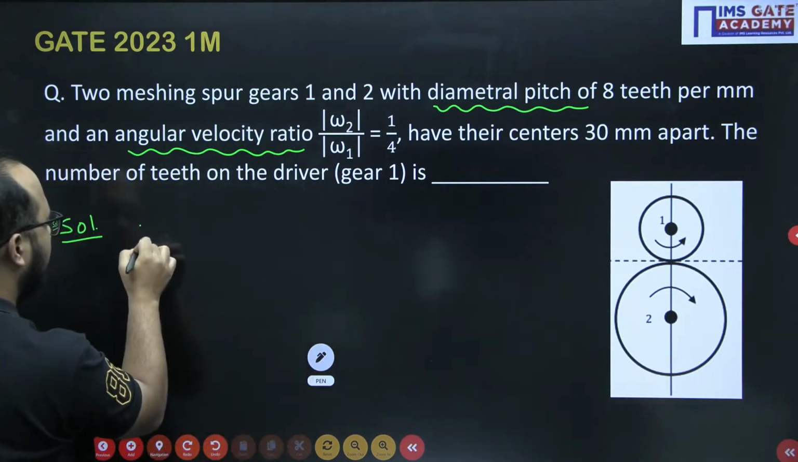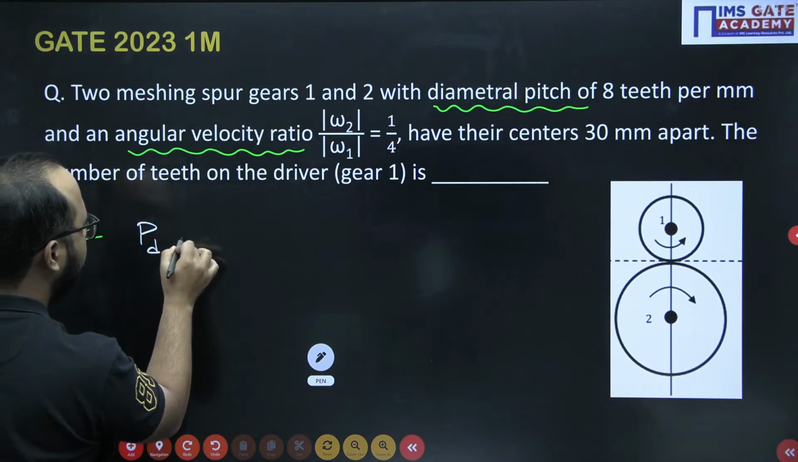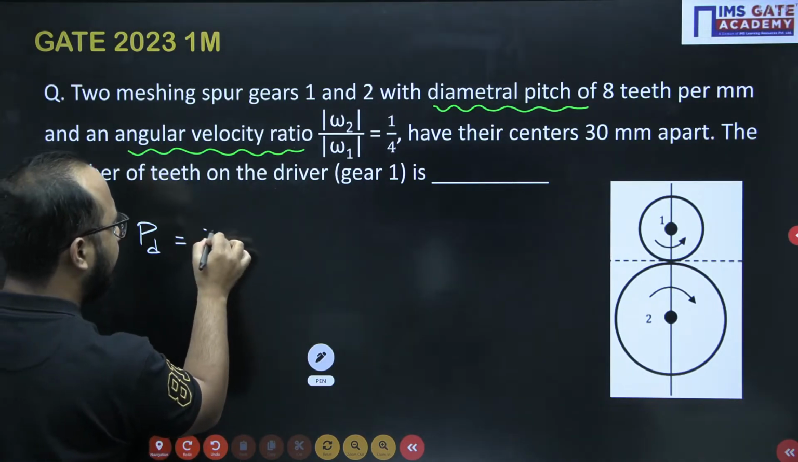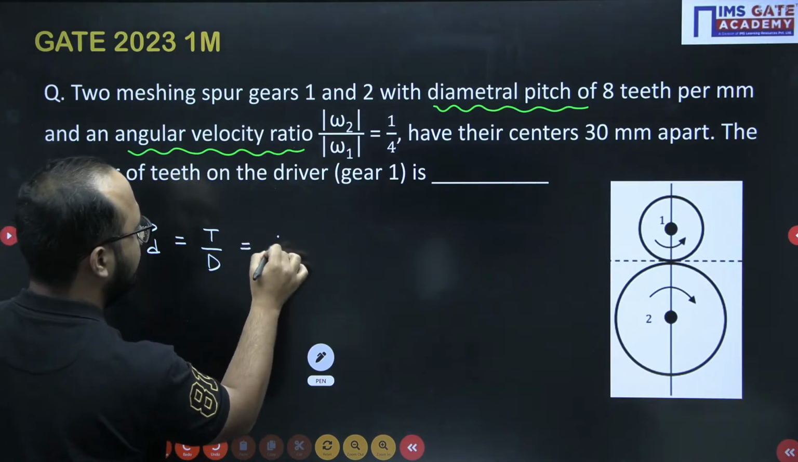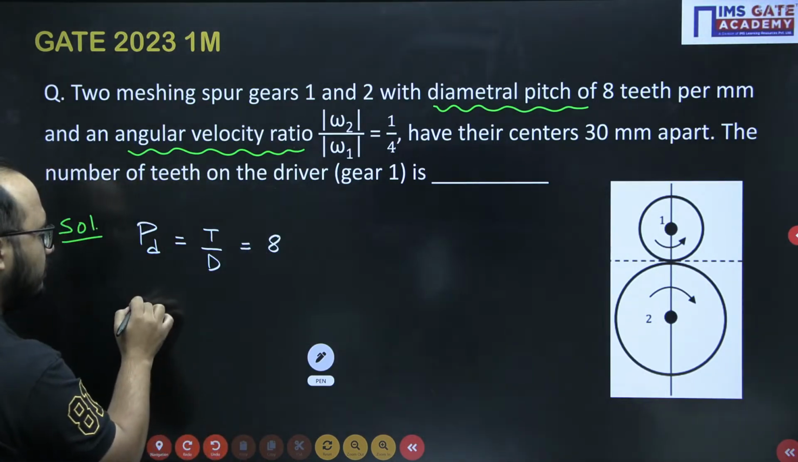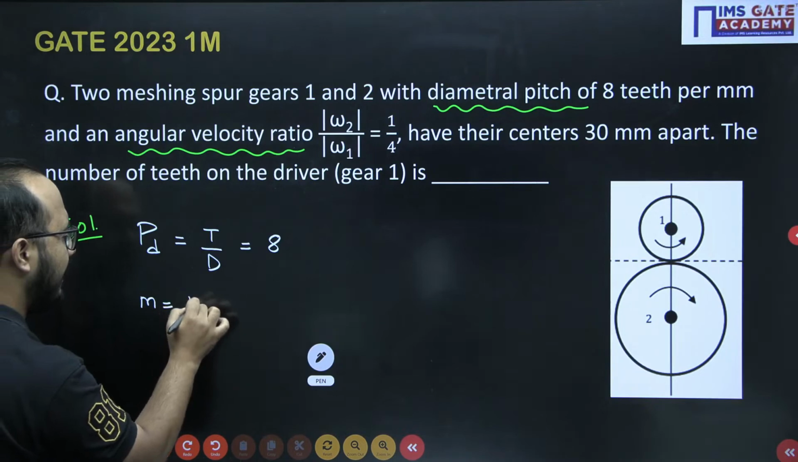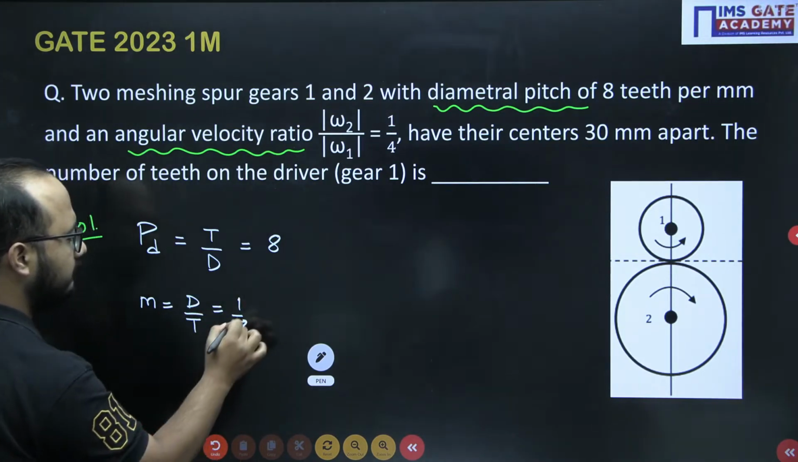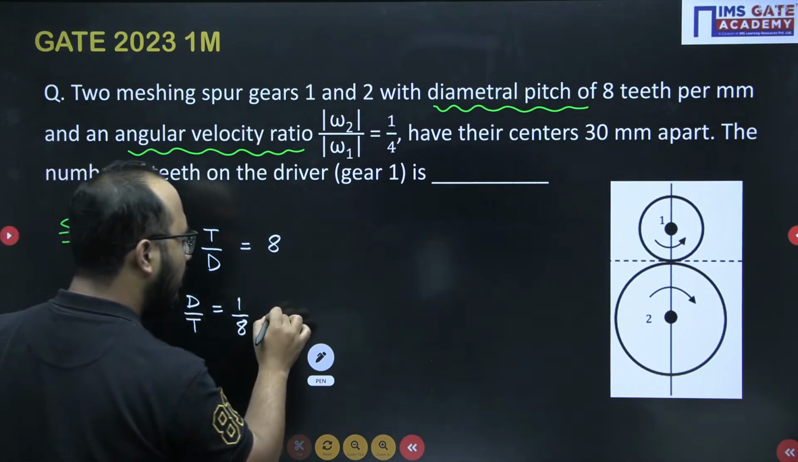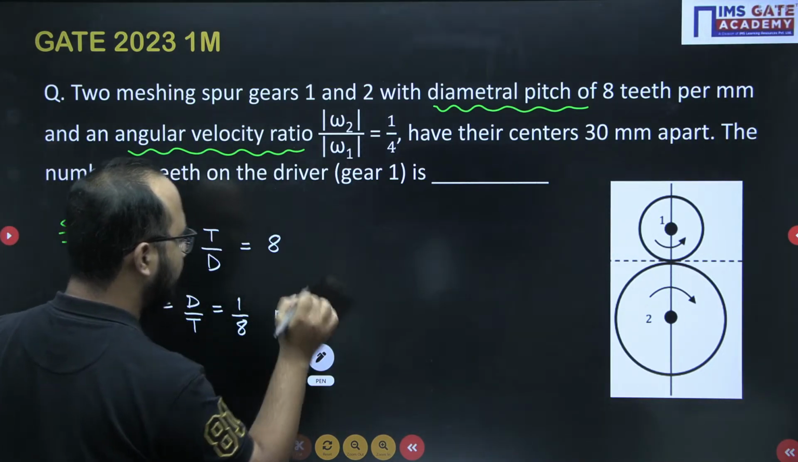Diametral pitch. What is diametral pitch? Simply, it is T, the number of teeth, divided by diameter, which is given as 8. Now, what is module? Module is just the reverse of that: diameter divided by number of teeth, so 1 by 8. And remember, module is always expressed in mm.